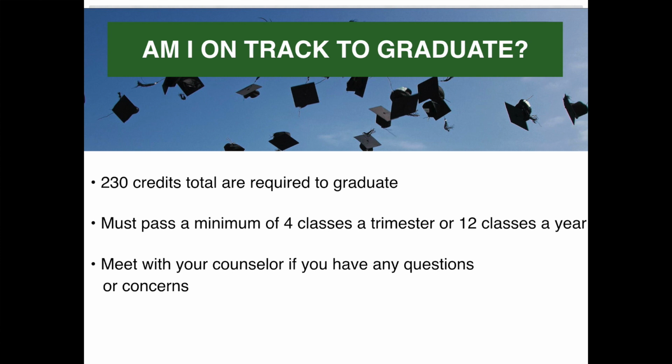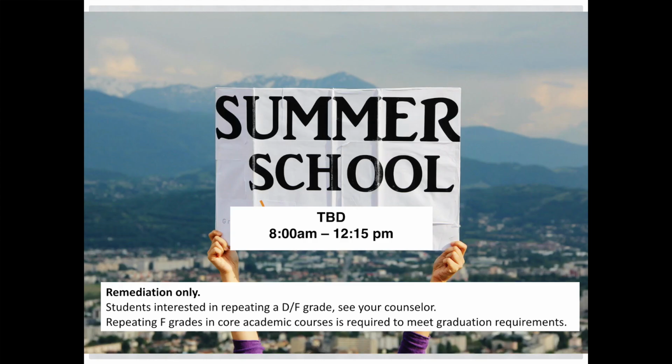Please note, if you pass a minimum of 4 classes a trimester or 12 classes a year, you will most likely be on track. However, if you are uncertain, we recommend meeting with your counselor. If summer school is needed, your counselor will address this with you in your audit meeting. It is for remediation only. If you feel you may need summer school or have any questions, please speak with your counselor.